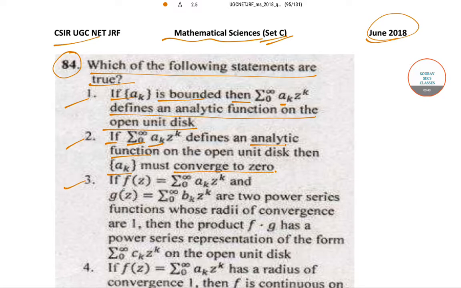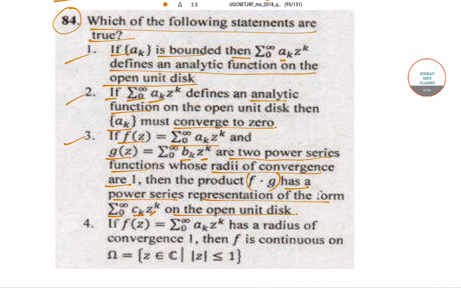Now the third option is that if f(z) is equal to the summation from 0 to infinity of a_k z^k and g(z) is equal to the summation from 0 to infinity of b_k z^k, which are two power series functions whose radii of convergence are 1, then the product f times g has a power series representation of the form summation from 0 to infinity of c_k z^k on the open unit disk.